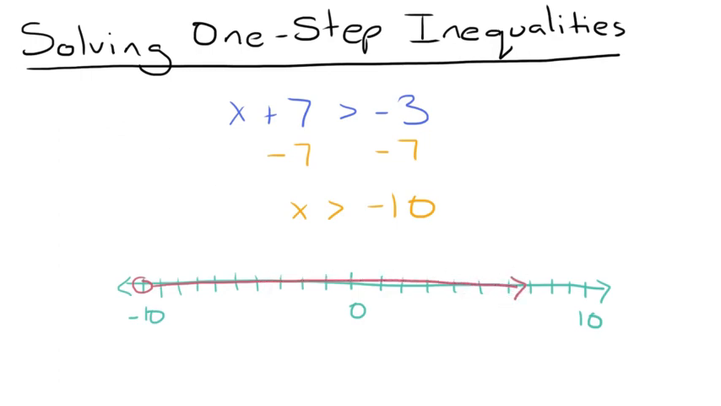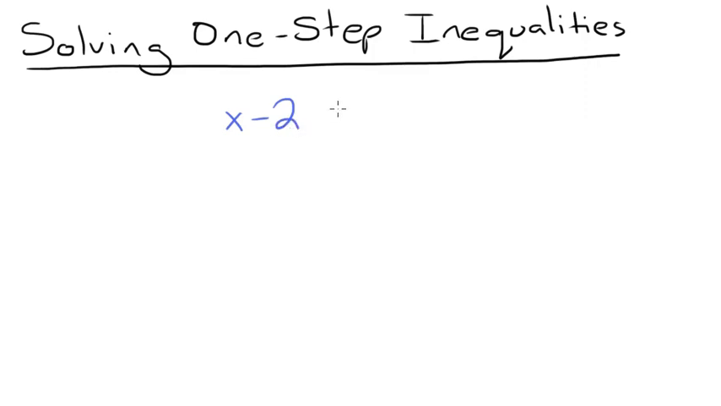Now let's try another one. x - 2 ≤ 3. So to solve for x, we need to get rid of this -2. So to do that, we'll add 2 to both sides. This gives us x ≤ 5. Now let's draw a graph of our solution.